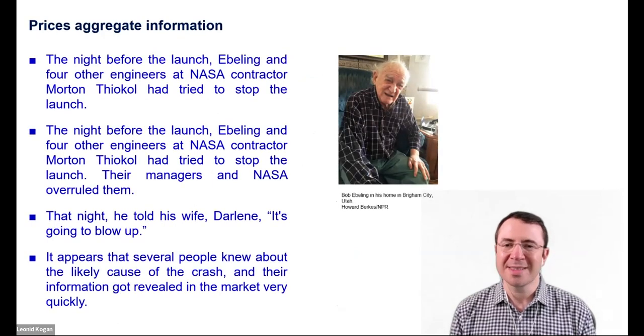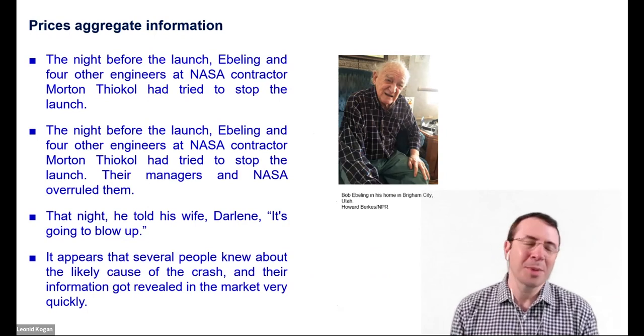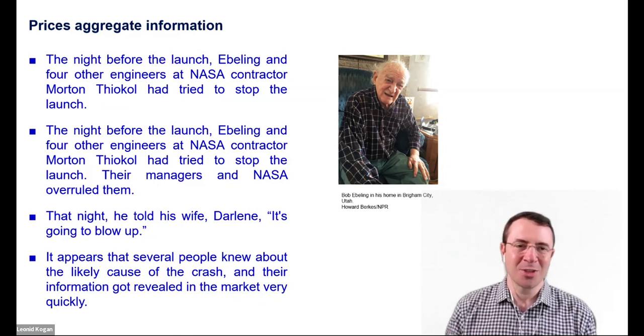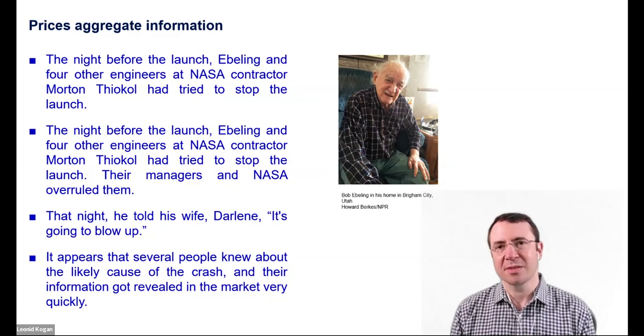Now, how did the market know? It doesn't have a crystal ball, of course. It's the wisdom of crowds. What's going on is that information has been out there in the population, and in particular, some engineers at Morton Thiokol knew that there was a potential problem with the shuttle, and they were trying to stop the launch. They were petitioning NASA to postpone the launch because they thought that the shuttle may blow up. Something went wrong along the chain of command, and the launch did take place, but the information was there, and markets managed to aggregate that insight and impound it into prices very quickly.